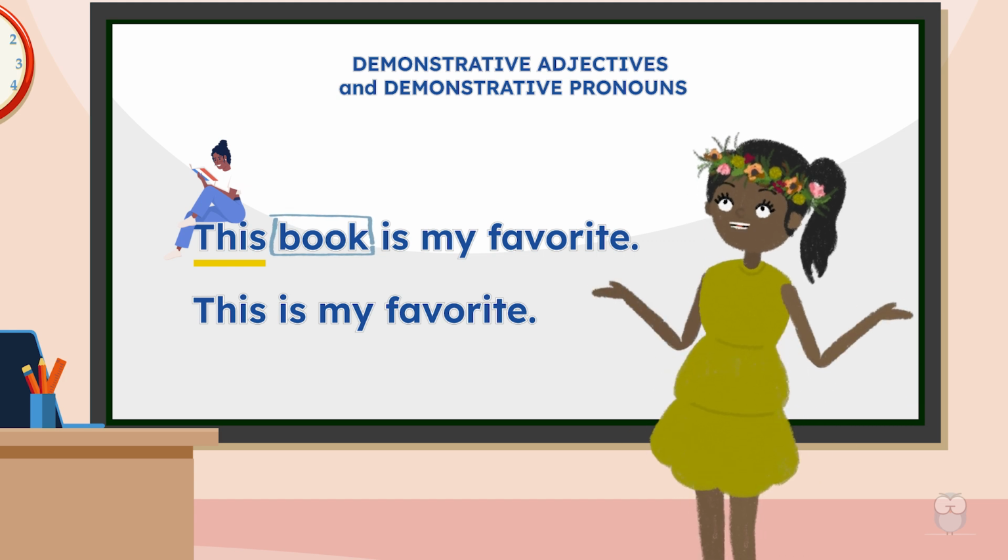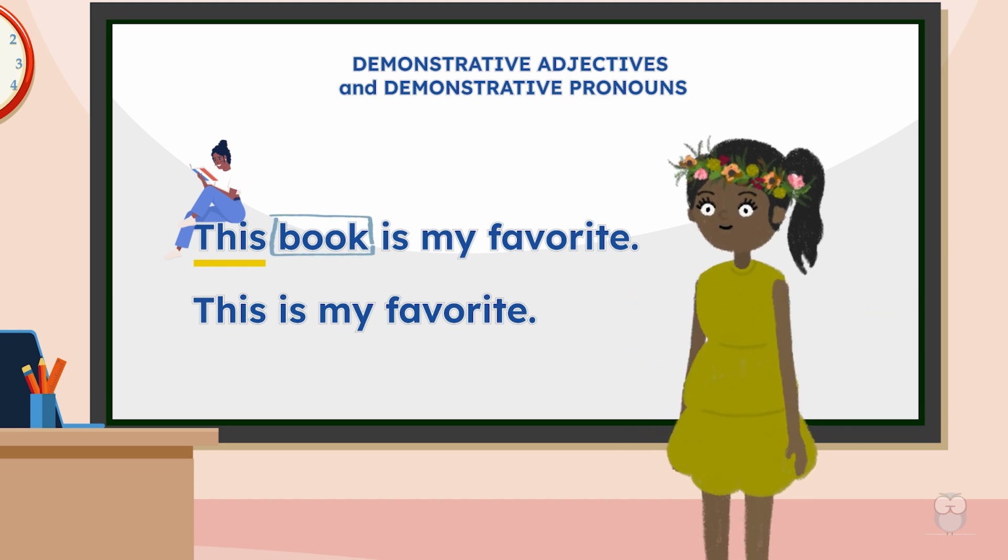Adjectives modify nouns, right? In the second sentence, this is a demonstrative pronoun. Why? Because in this case, the word this replaces a noun. We're not saying this book anymore. We're just saying this to replace the book.